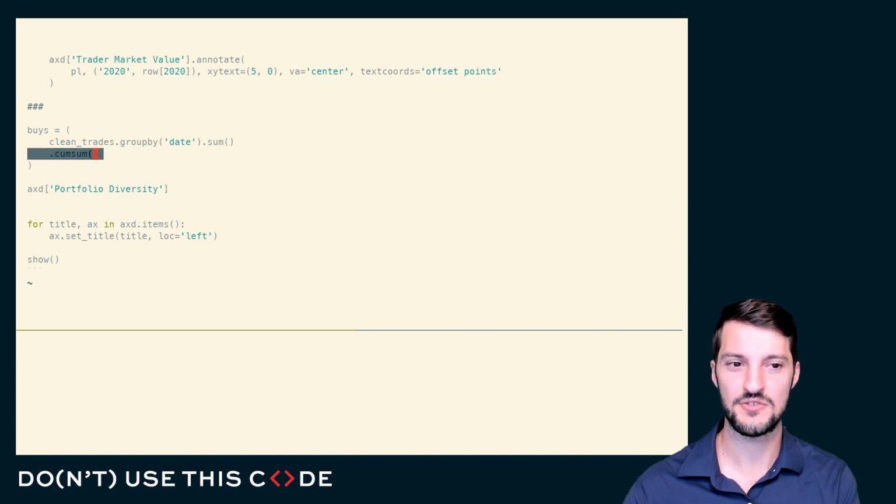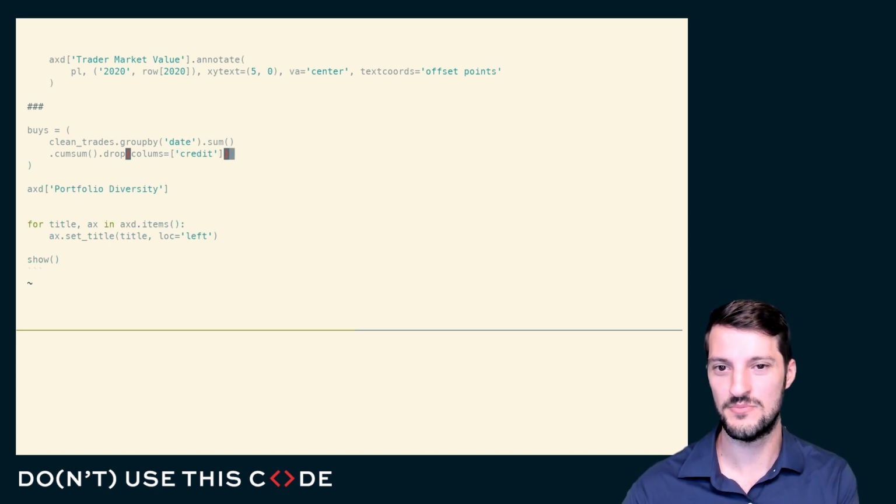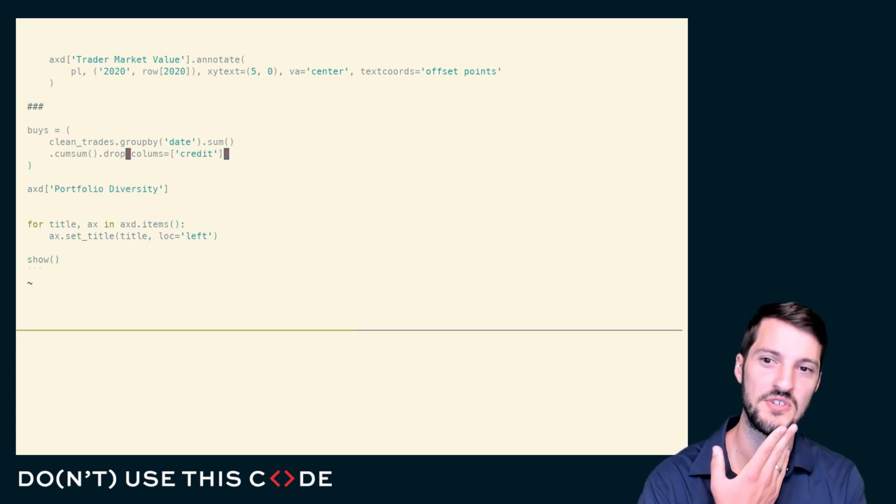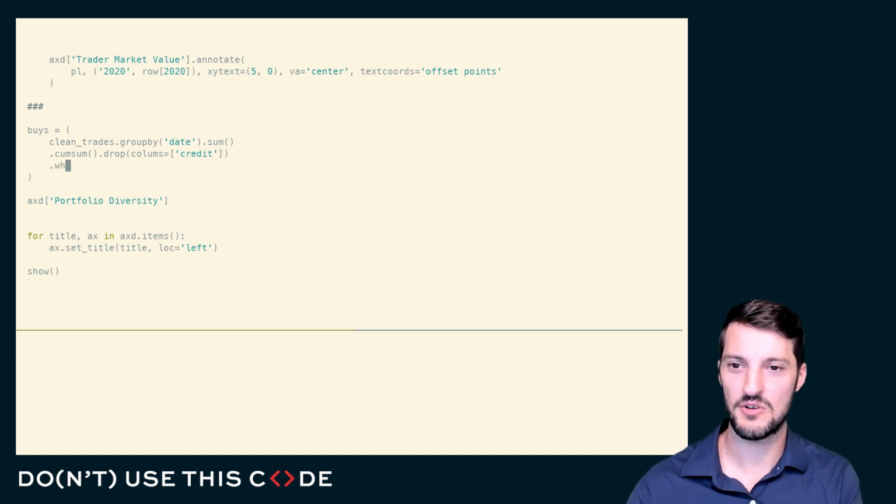And I'm not necessarily interested in the credits. I'm just interested in the assets here. So we'll drop the credit column. This might not be the best pandas code, but I'm getting through this. So our buys pretty much are anywhere where we have a value that's greater than 0.